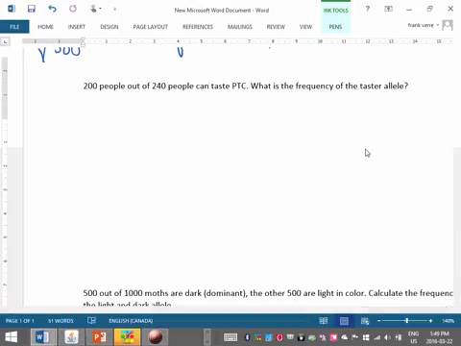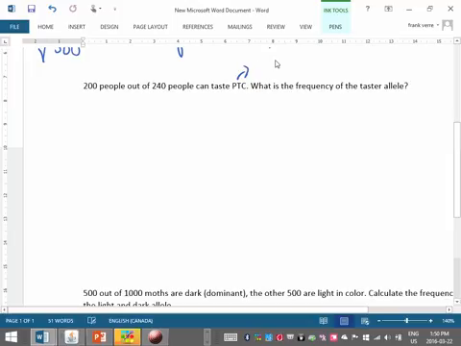So imagine we have 200 people. Out of 240 people can taste PTC. Or we can say sodium benzoate, because it's the same genetics. And we want to know what the frequency of the taster allele is, okay? So there's two alleles, right? If you remember, there's the allele for tasting. We'll call it the taster allele. And then there's the non-taster.